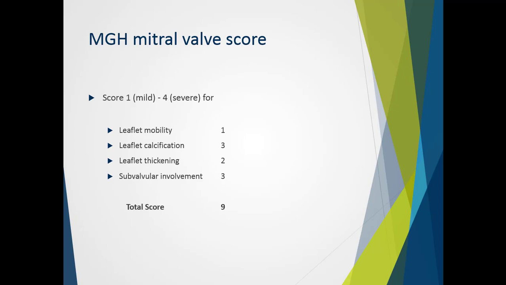So with this particular patient, we score the patient as follows. Leaflet mobility is actually reasonably good, a low score. There was significant calcification of the leaflets, a higher score of 3, moderate thickening, score of 2, and subvalvular involvement was actually quite high, a score of 3. Thus the total score we obtained was 9, so in a less desirable area for actually proceeding with valvuloplasty.